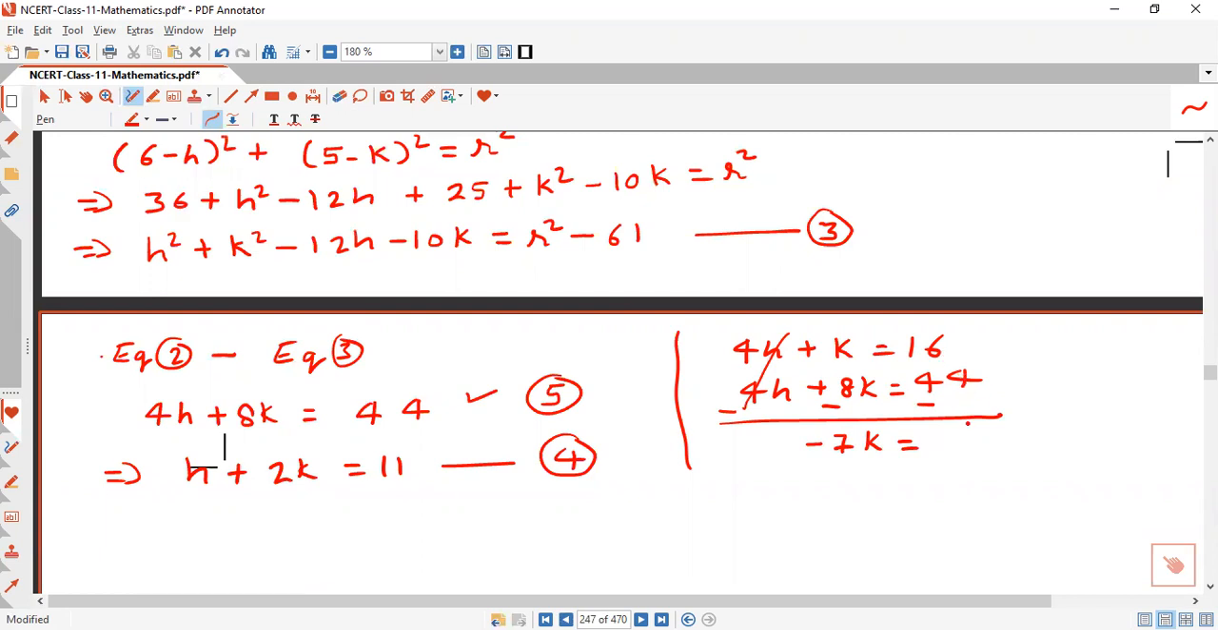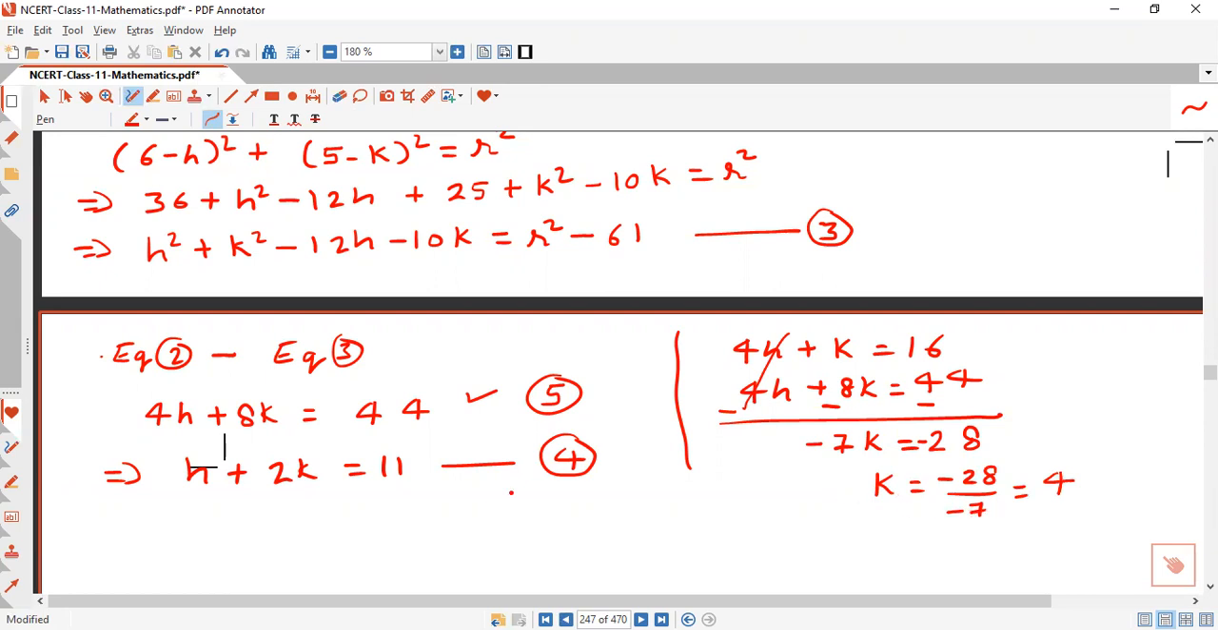4, 6 is coming, 44 minus 16. This 4, 8, and then 3 minus 1. 3 minus 1 will come out to 28. So 7, minus 7k equal to minus 28, not plus 28, minus 28. So k equal to minus 28 upon minus 7, and you see this comes out 4.